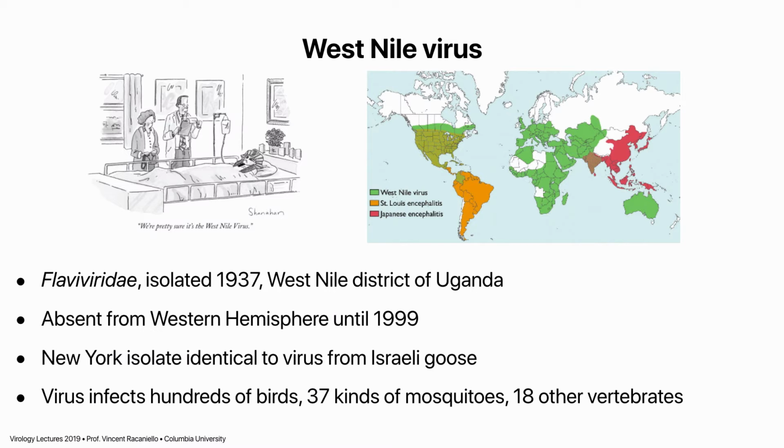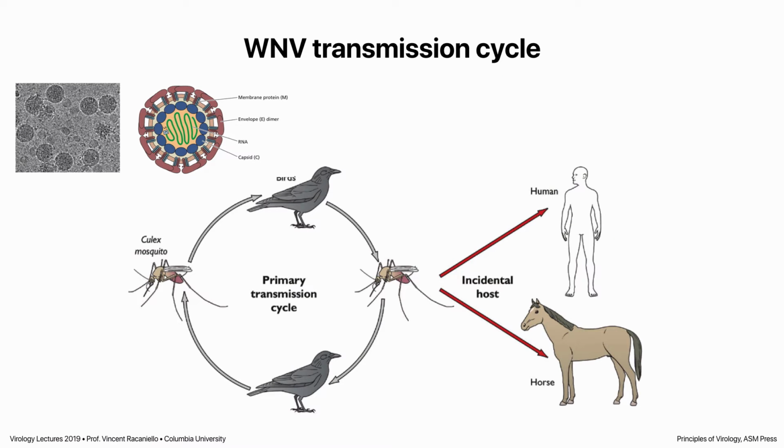We didn't have it in the Western Hemisphere until 1999, when it came into New York City that summer. And the virus was sequenced, and it's identical to a virus from an Israeli goose. So someone brought it from Israel, not the goose, but either a person or a mosquito got on the plane. Either one, that's how it got here. And it affects many different kinds of birds, many different kinds of mosquitoes, and other vertebrates besides humans as well. So this is the transmission cycle, primary cycle: mosquito, bird, mosquito, bird. So that's how it exists in nature.